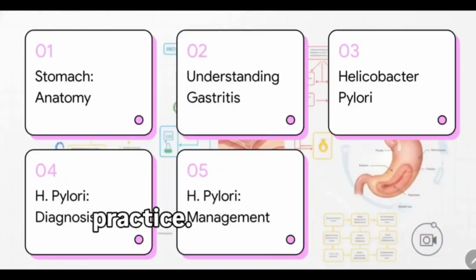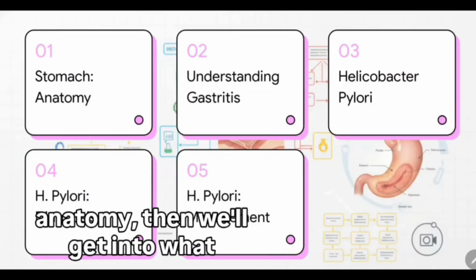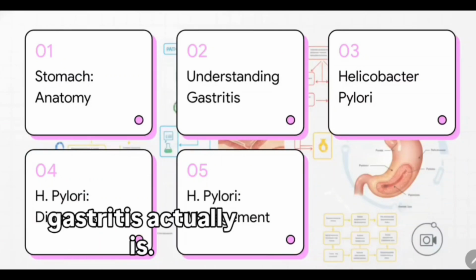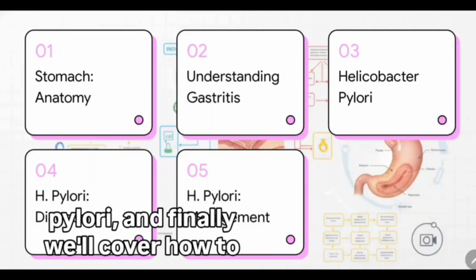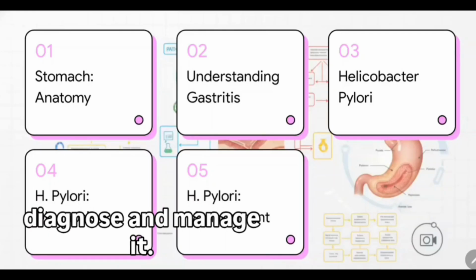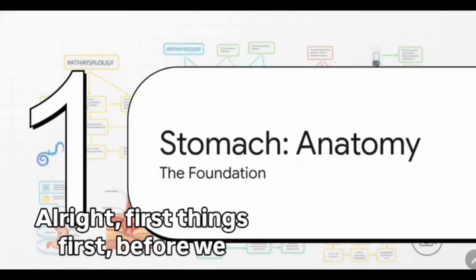We're going to connect all the dots right from basic physiology to the clinical management you'll use in your practice. So, here's our plan. We'll start with the basics of stomach anatomy, then we'll get into what gastritis actually is. After that, we'll meet the main culprit, H. pylori, and finally, we'll cover how to diagnose and manage it. A logical path, from basics to bedside. Let's begin.